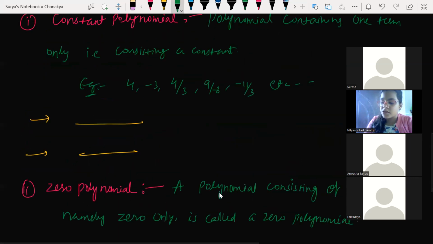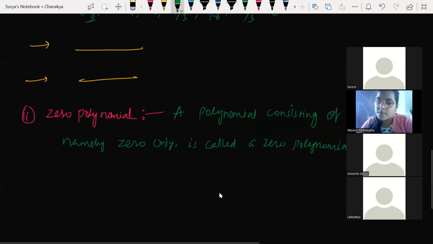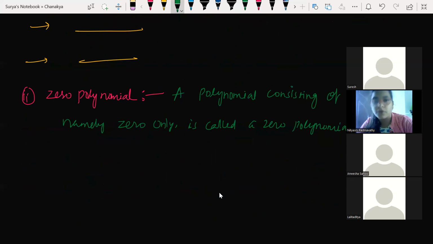Correct? Constant polynomial is nothing but what? Including zero, every term will come. 4, minus 3, all real numbers will come under constant polynomial. Clear? So zero polynomial is a part of constant polynomial. Yes. Next, monomial.